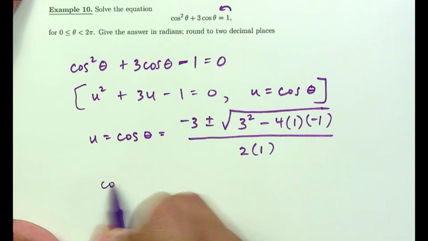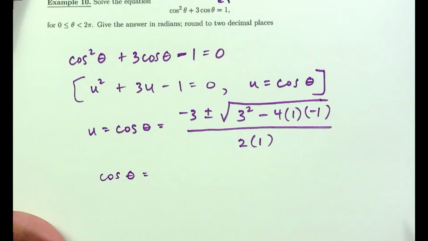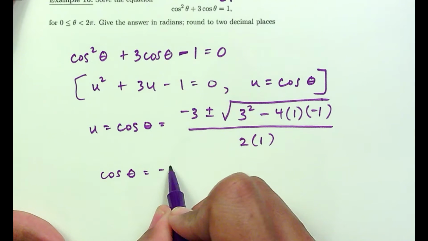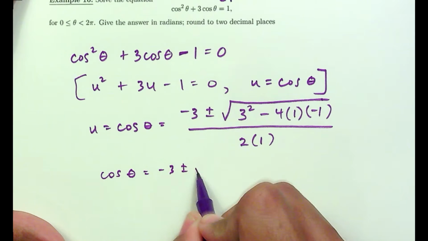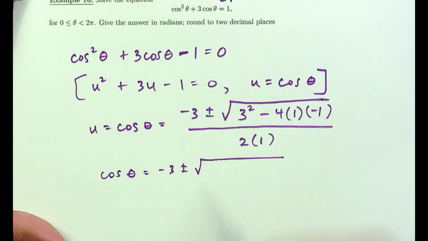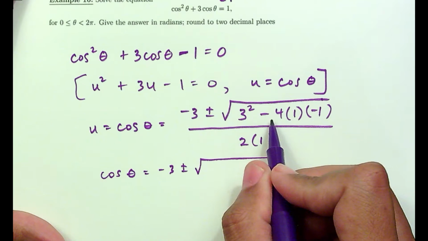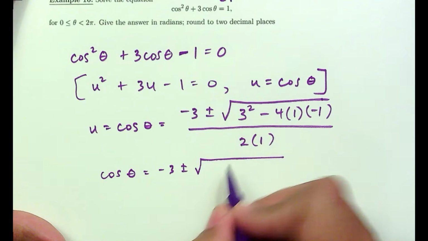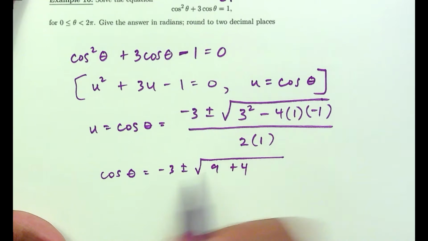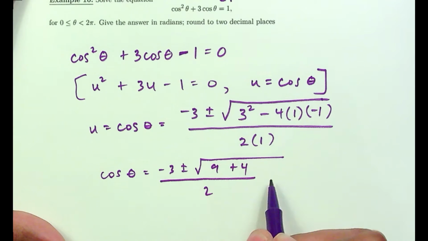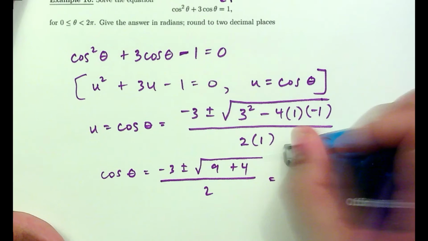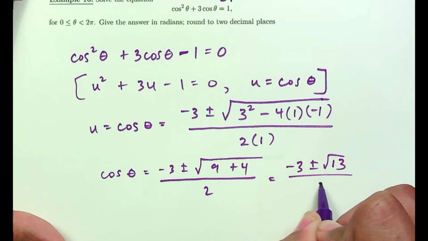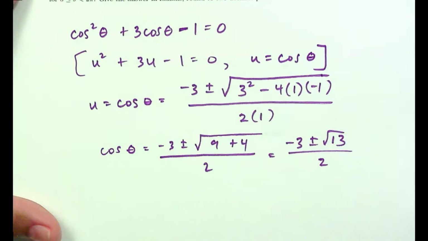Now we're going to simplify this. And what is that? That is negative 3 plus or minus the square root of, this is 9, and then minus 4 times negative 1, that's positive 4, so 9 plus 4, and then over 2. Simplifying this further, this becomes negative 3 plus or minus the square root of 13 over 2. So there's two possibilities here.